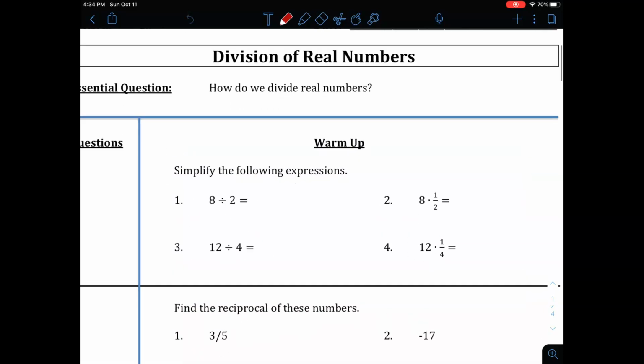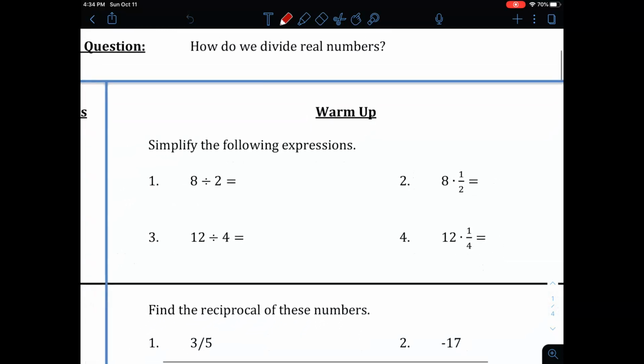Alright, so the warm-up says 8 divided by 2. Super hard problem. What's 8 divided by 2 going to be? That's going to be 4. Perfect. Now, what is 8 times 1/2? What is half of 8? It's going to also be 4. Nice. Now we have 12 divided by 4, which is going to be what? It's going to be 3. And what is 1/4 of 12, or 12 times 1/4? It's going to also be 3.